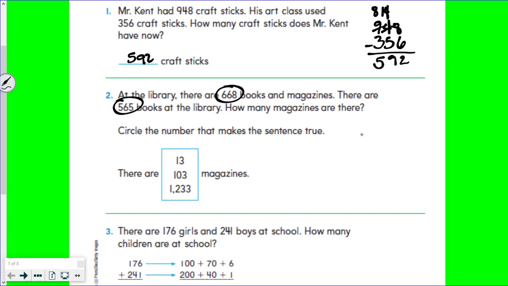All right, so here's what we should have come up with. 668 books and magazines. We're going to take away how many books there are, which is 565, and our answer is going to tell us how many magazines there are, and it's going to be one of these three numbers. So we do the ones, subtract the tens, subtract the hundreds, and it tells me there are 103 magazines.